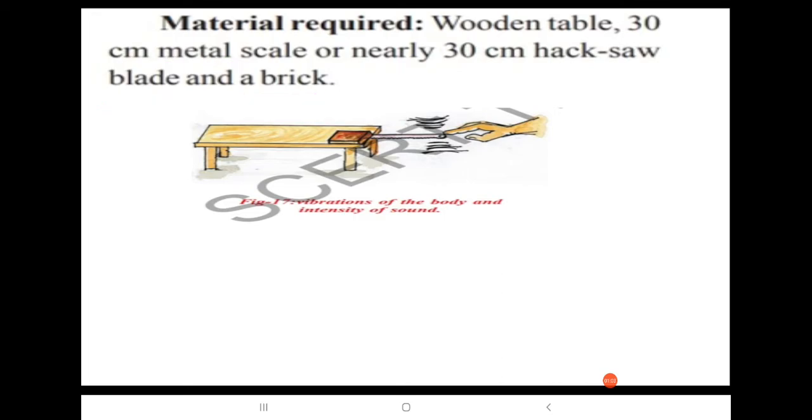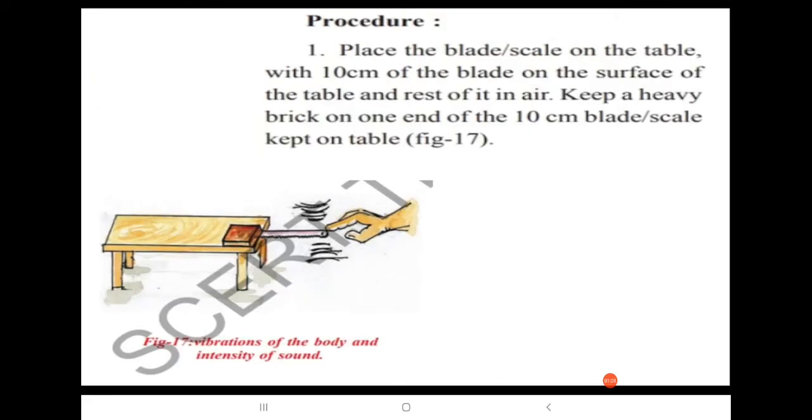Now, first of all, place the blade or scale on the table, with 10 centimeters on the surface of the table and the rest of it in air. We are keeping 10 centimeters of the blade on the surface of the table and the remaining part is in air.